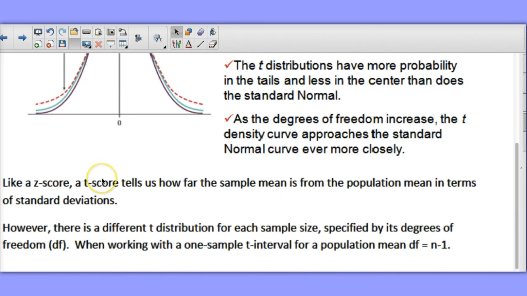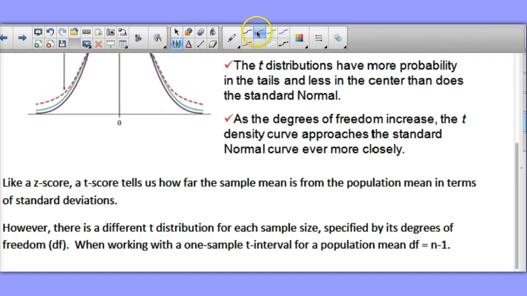So like a z-score, a t-score tells us how far the sample mean is from the population mean in terms of standard deviations, so that works the same way. And as I started to mention a little bit earlier, we calculate degrees of freedom by using sample size minus 1. It's the easiest formula you'll have in stat.